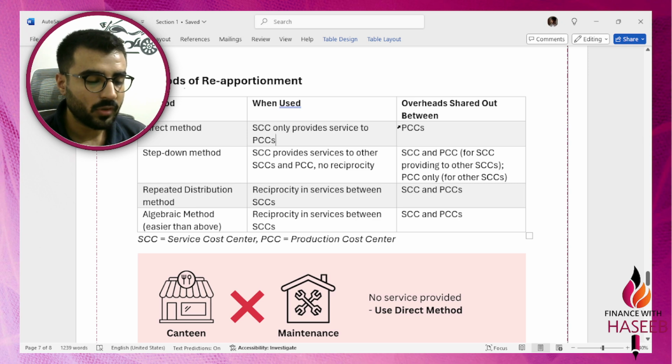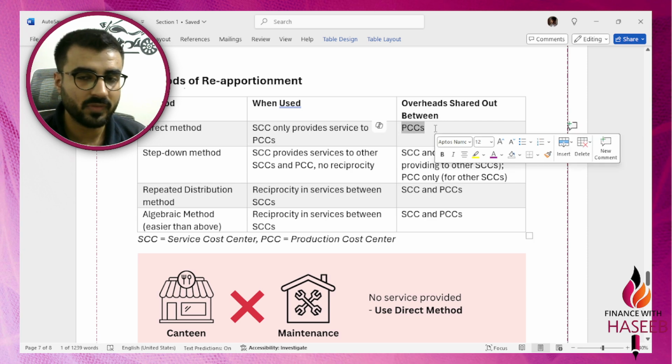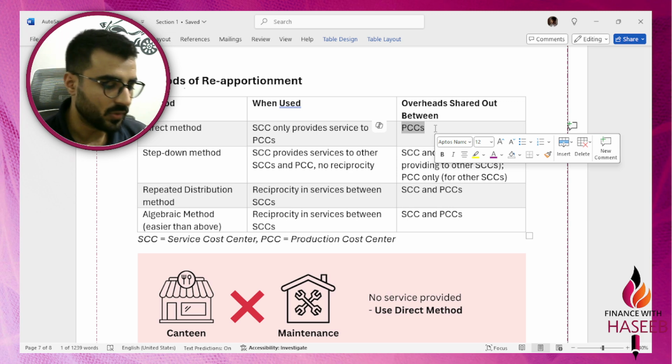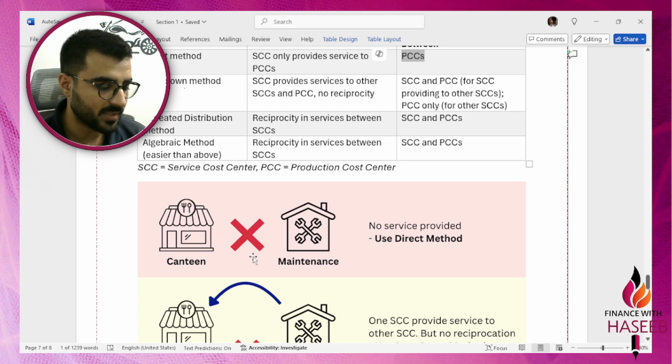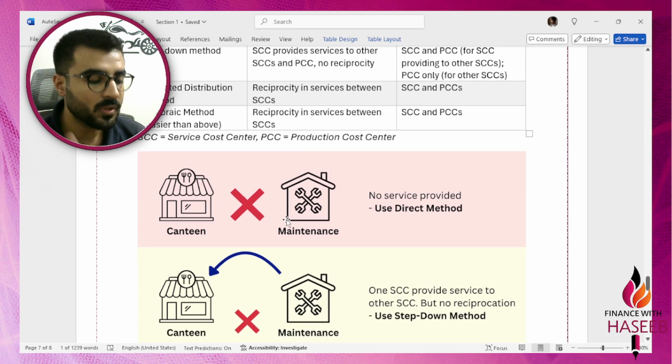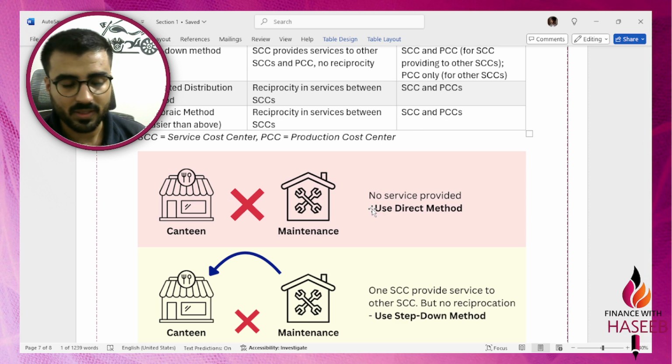In this case, the overhead from the service cost center is shared only between production cost centers. You do not share the overheads between service cost centers. No service cost center gets any share of the overhead because no service cost center is working for each other. You can see from this example: canteen and maintenance are two service cost centers. They are not providing services to each other. They are only providing service to production cost centers.